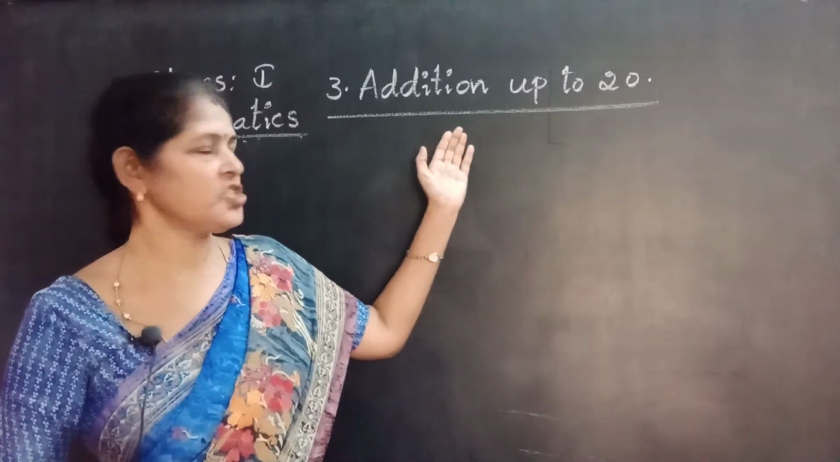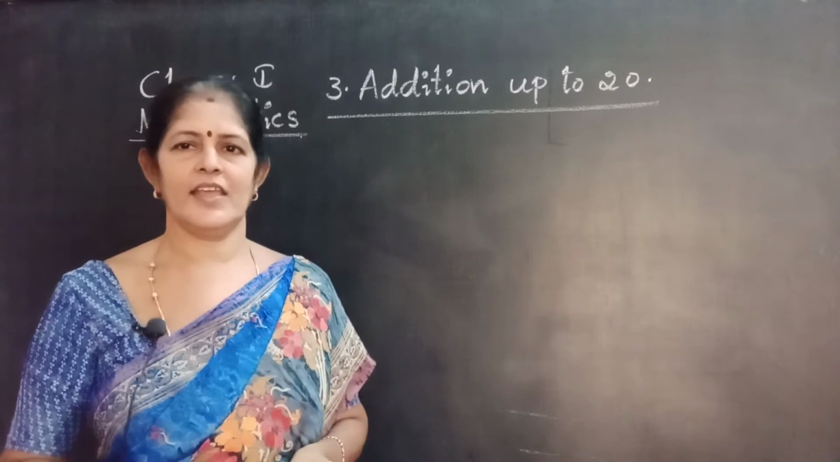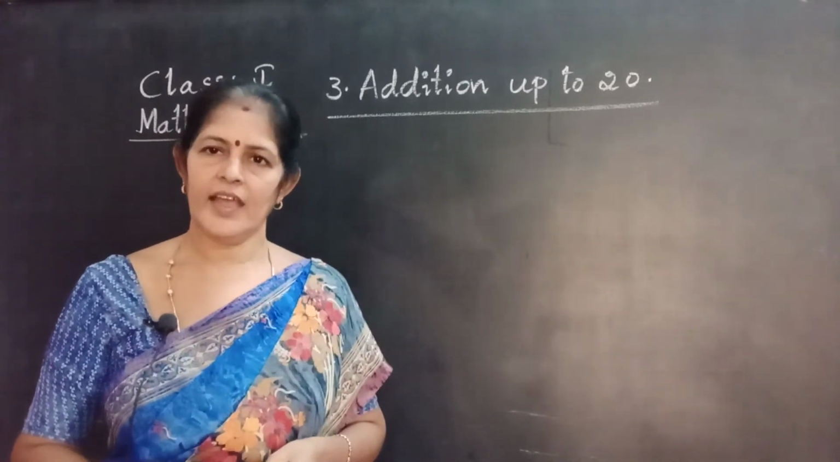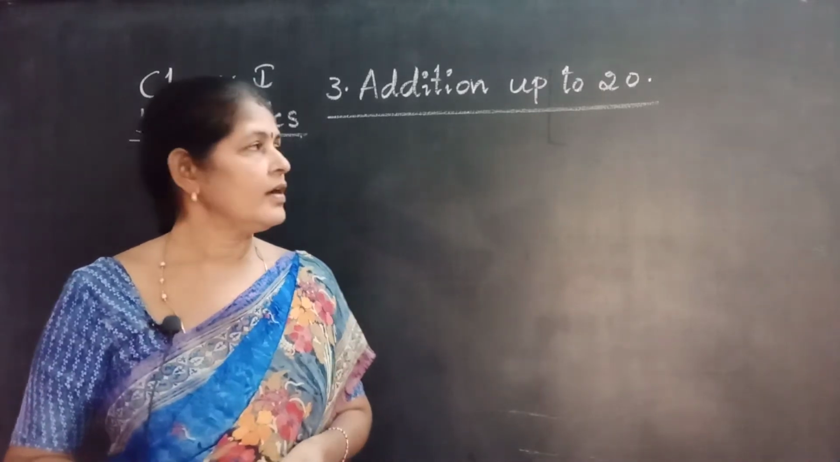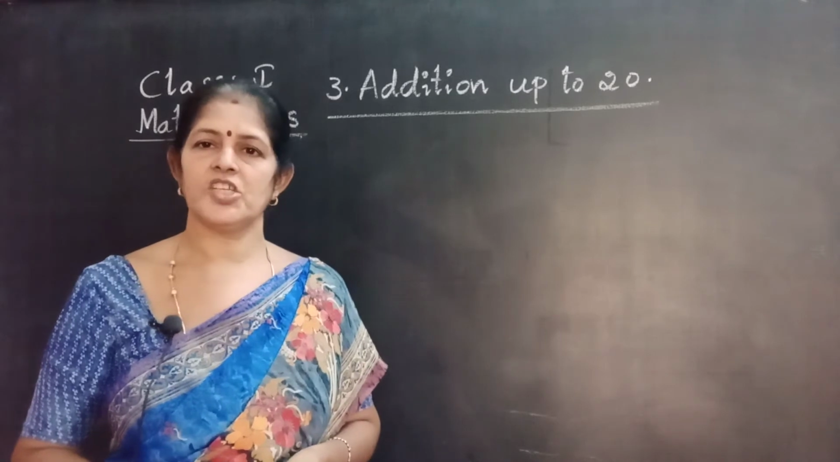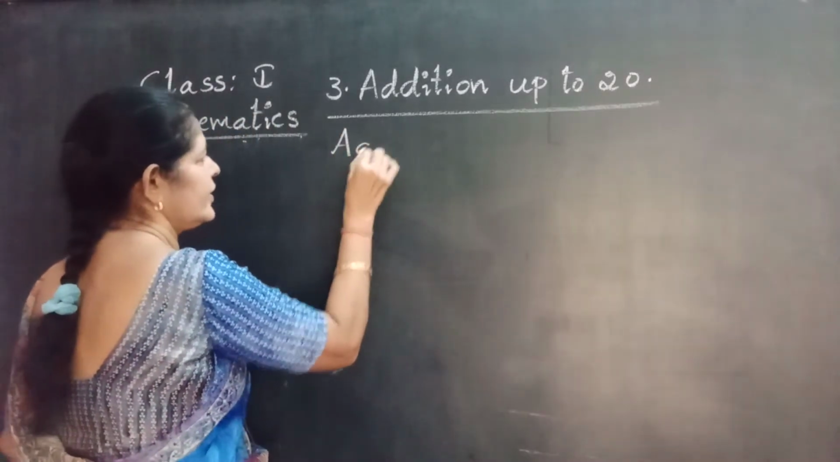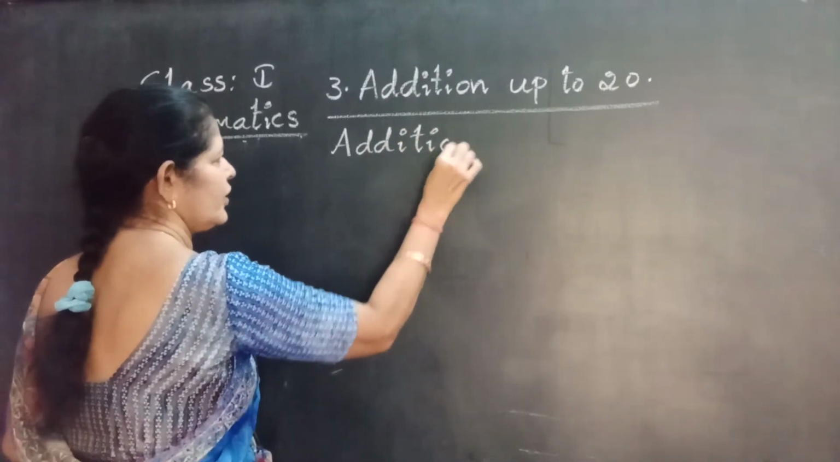Continuation of addition up to 20. Addition up to 20. What do you mean by addition? Putting together two or more numbers. The result of addition is called total. Addition, A-D-D-I-T-I-O-N.